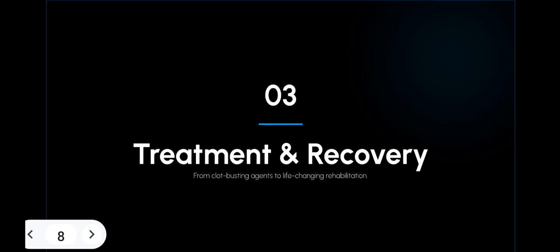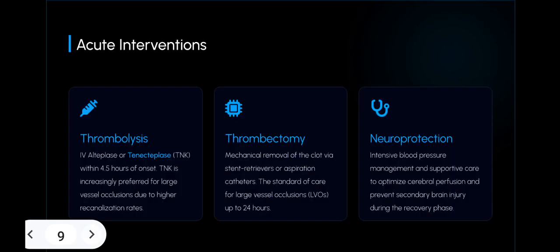3. Treatment and recovery. From clot busting agents to life changing rehabilitation. As I told you before, there are many treatments and diagnoses. So now let's see some acute interventions. The three acute interventions: thrombolysis, thrombectomy, and neuroprotection.